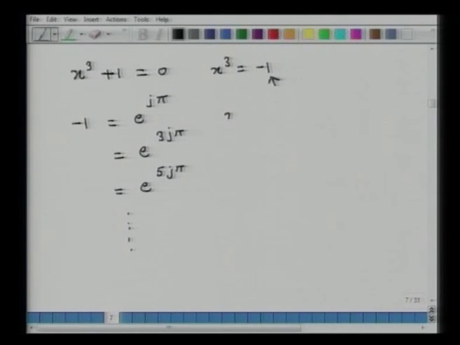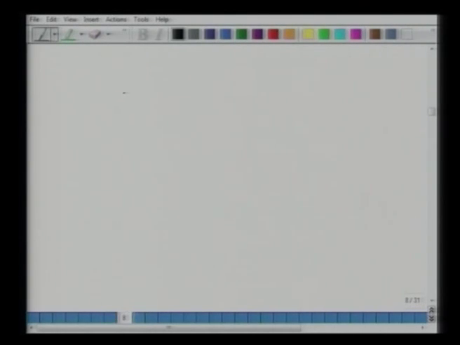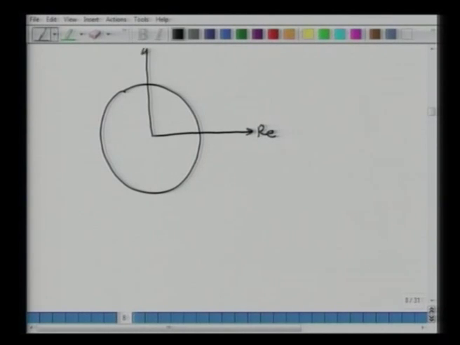So my x is the cube root of this thing. It could be e^(j pi over 3). That could be one solution. Or it could be e^(j pi), which corresponds to this value of minus 1. Or it could be e^(5j pi over 3), and so on and so forth. So now let's plot them on the complex plane. So I draw a circle. That's my real axis. This is my imaginary axis.